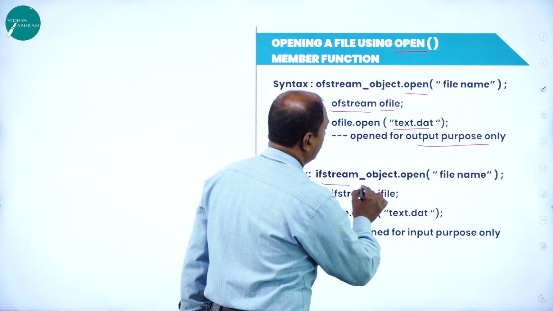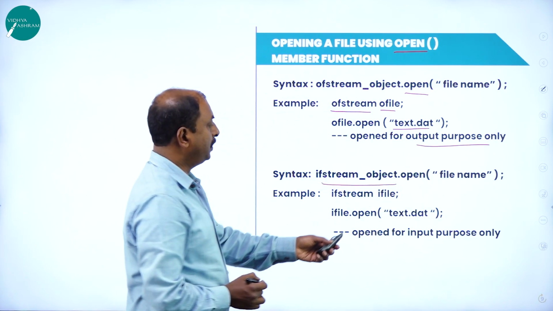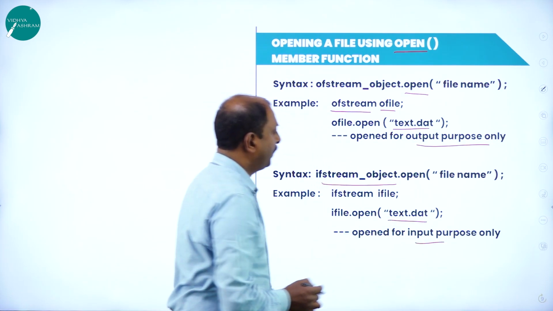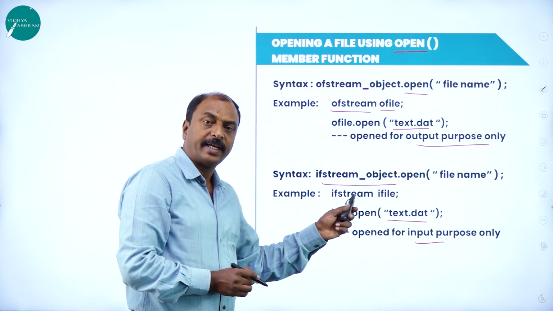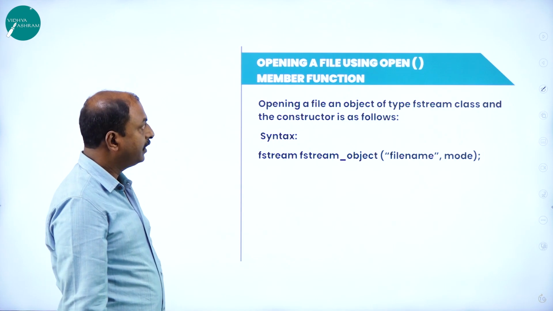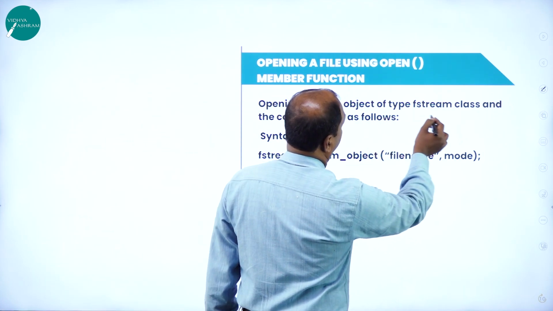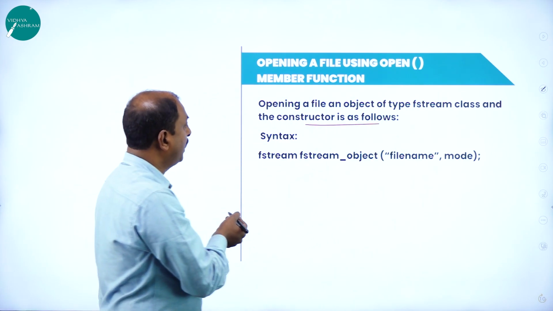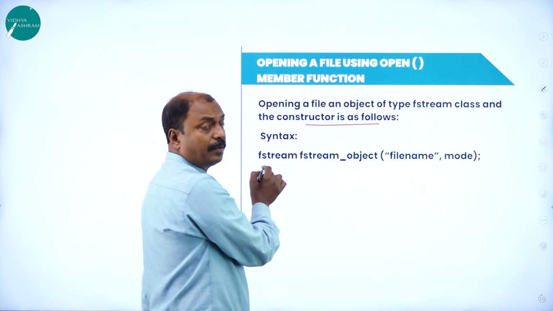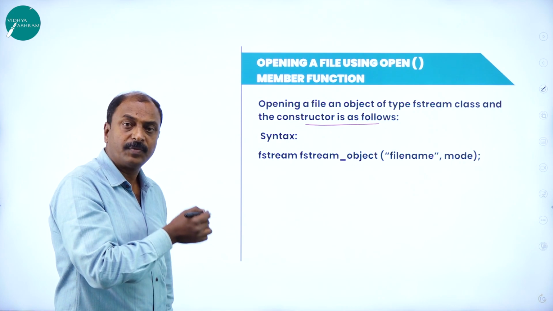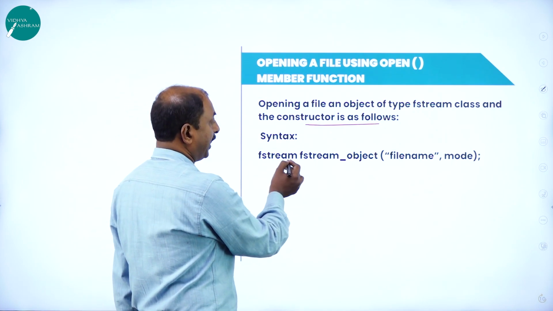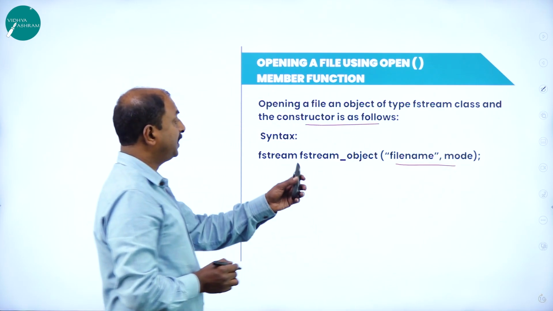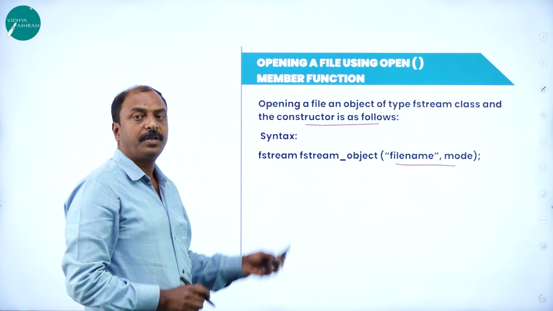Similarly, ifstream object.open with the file name. So in this example, text.dat is a file opened for input purpose because we have used the class ifstream. It stands for input operation. In the next slide, opening a file using an object of the fstream class, and the constructor is as follows. One more syntax is fstream. This is by using the fstream class. So in the previous examples, we have seen ifstream and ofstream. So this is the fstream class: fstream object, open bracket, file name and mode. So this is the syntax to open a file using the fstream class.